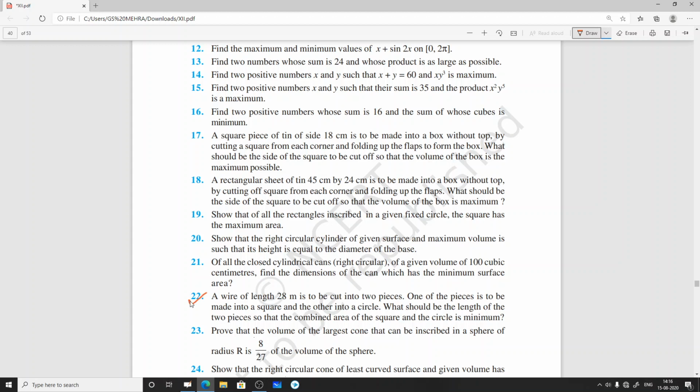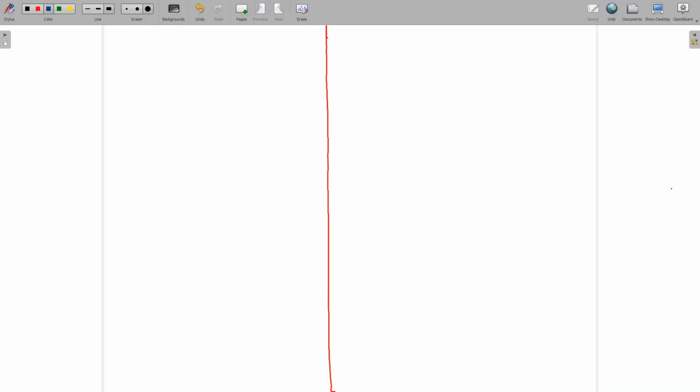Question number 22. A wire of length 28 meters is to be cut into two pieces. One of the pieces is to be made into a square and the other into a circle. What should be the length of the two pieces such that the combined area of the square and the circle is minimum? Now let us solve question number 22.